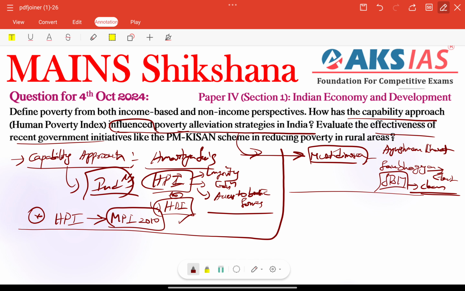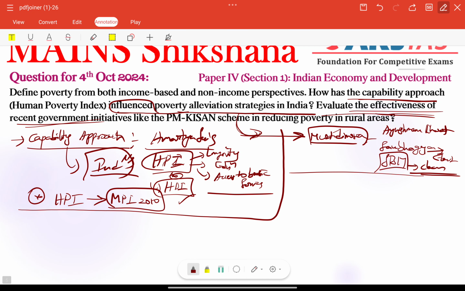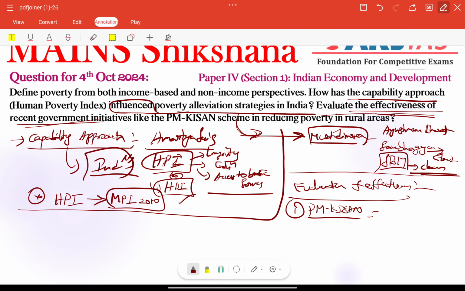This is the other part of the second part, the other keyword of the second part. Next, the third part: address and evaluate the effectiveness of recent government initiatives. Here we need to focus on providing some evaluation, which means we need to include some facts about the effectiveness of recent schemes. So first, it was mentioned in the question itself.